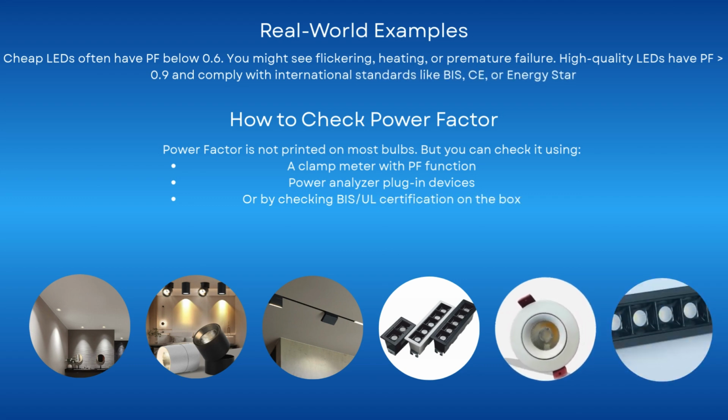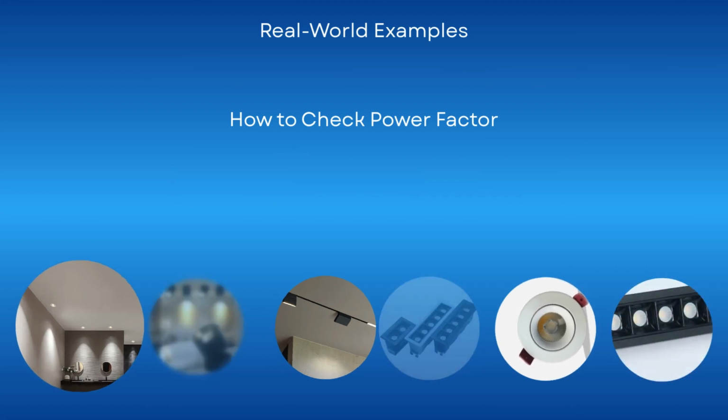Power factor is not printed on most bulbs, but you can check it using a clamp meter with PF function, a power analyzer, plug-in devices, or by checking BIS/UL certification on the box.